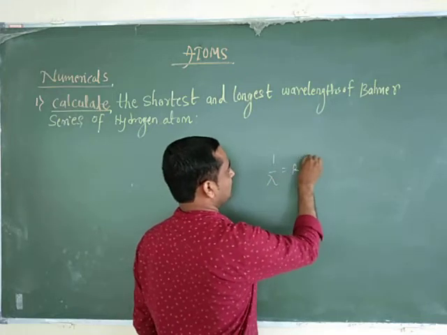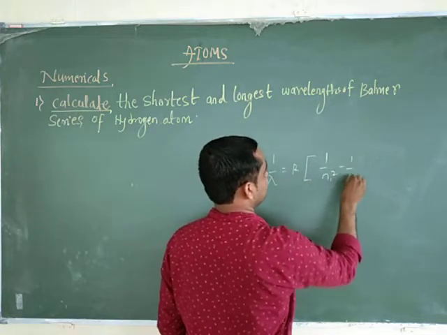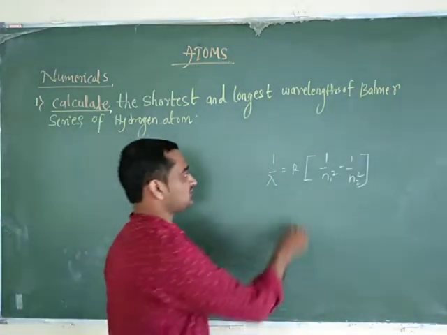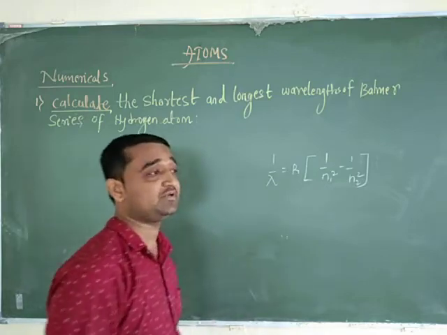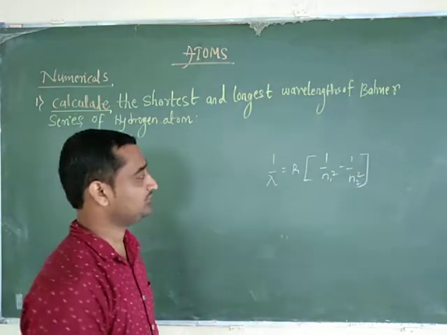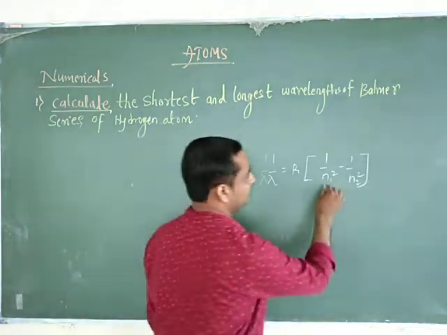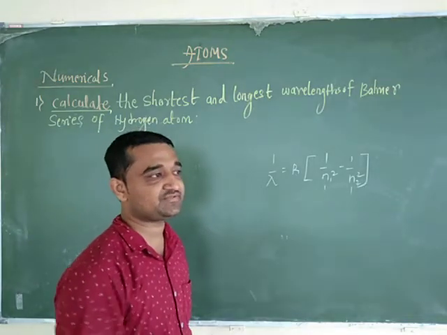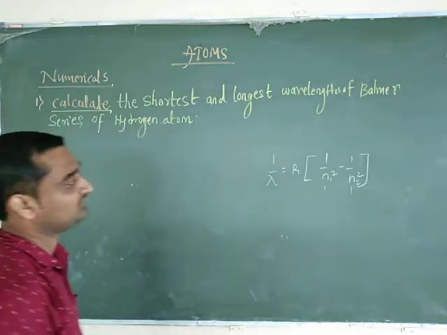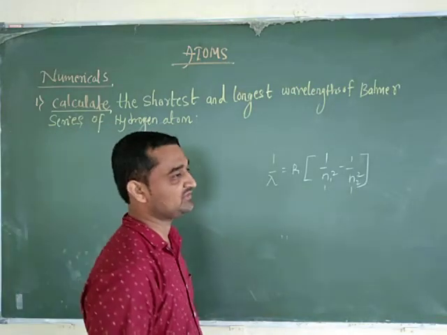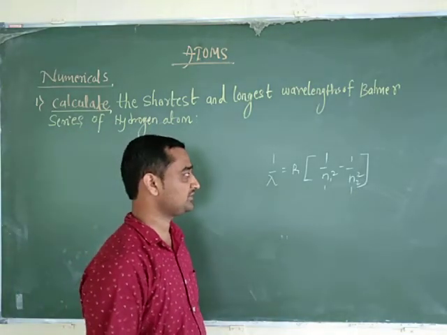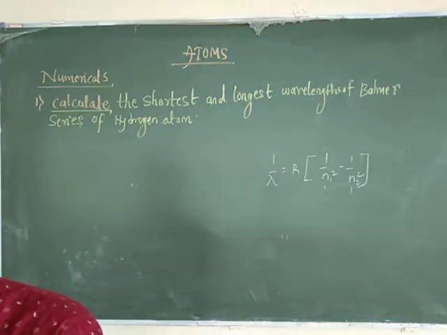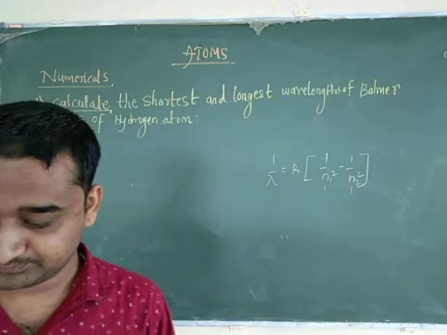is equal to R into 1 divided by n1 square minus 1 divided by n2 square, where R is the Rydberg constant, its value is 1.097 into 10 to the power 7 per meter, and n1 and n2 are different for different transitions. So we have 5 series in the hydrogen spectrum: the Lyman series, Balmer series, Paschen series, Brackett and Pfund series. In this way we have explained the 5 spectral series of the hydrogen atom.